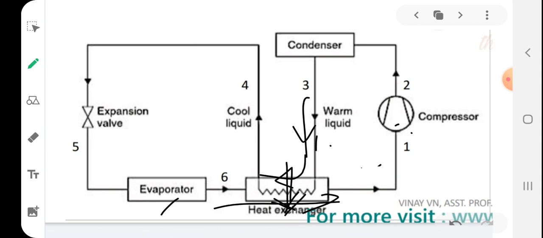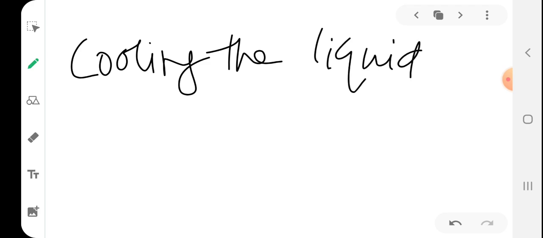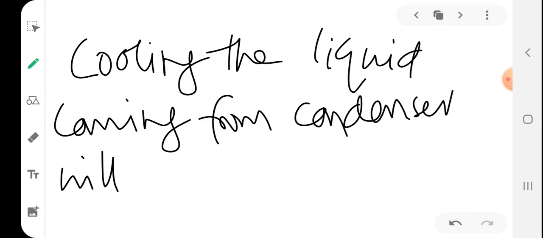In cooling the liquid and reducing its enthalpy, a greater refrigerating effect will be obtained. This warm liquid is cooled because it rejects heat, and its enthalpy is reduced a little. So cooling the liquid coming from the condenser will yield a better refrigerating effect.